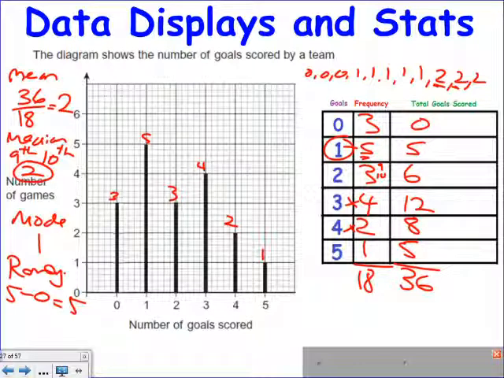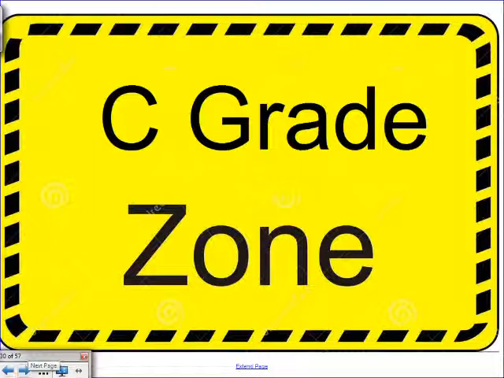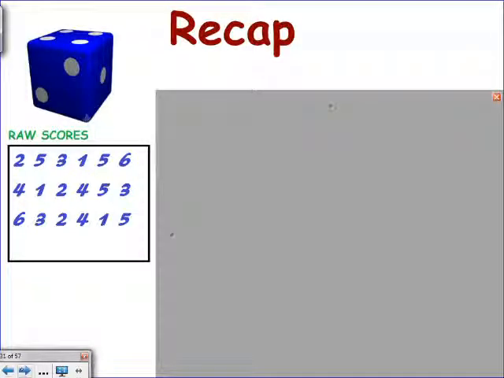Okay? So using these complicated data displays is very similar to what we're going to do next, which is a frequency table. So let's get into the C grade stuff. So yesterday was D, E and F. We've just done a bit of C stroke D. This is C grade stuff, okay?